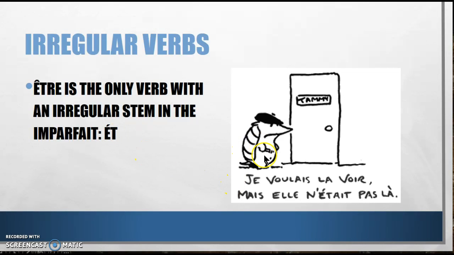So here we have Tex, the armadillo from Texas French Grammar. And he says, Je voulais la voir, mais elle n'était pas là. So he's at Tammy's house. If you've paid attention to the characters on that site, as I've shown you different lessons and had you do practice activities from Texas French Grammar, Tex loves Tammy, and so I wanted to see her, but she wasn't there. Okay, so that's the verb être there in the imparfait.